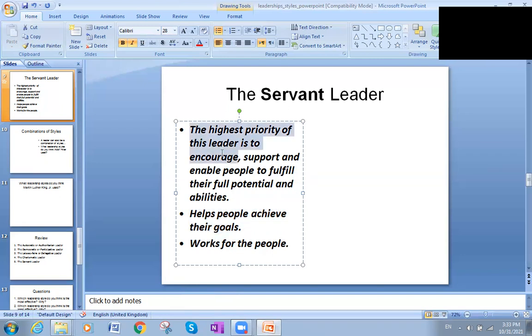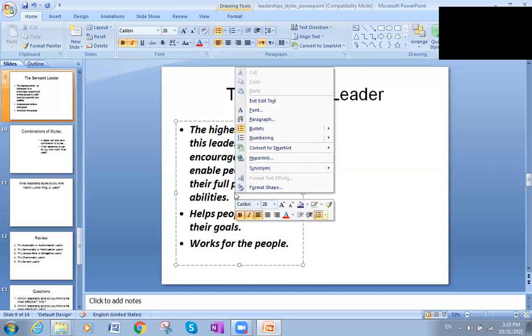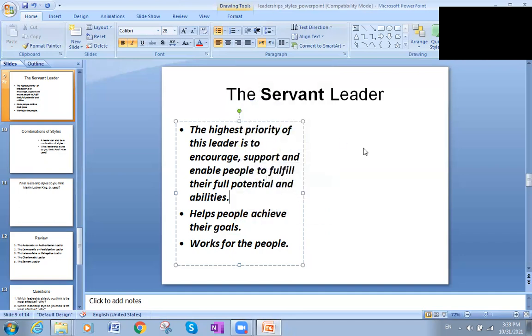The aspiration of this leader is to encourage, support, and enable people to fulfill their own full potential and abilities. So he helped them wherever they are to fulfill their own abilities. And this is the core of this type of leader, that he helps the others to do their best, to get out their best. He's not just giving them guidelines, but he's helping them in whatever way he can to do that.